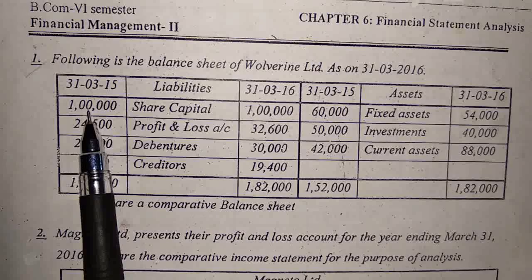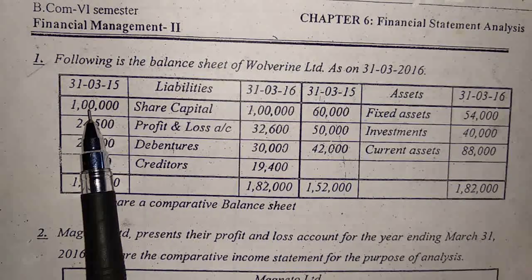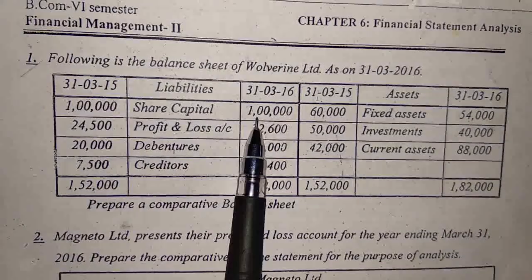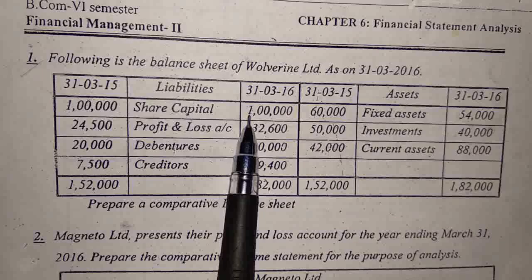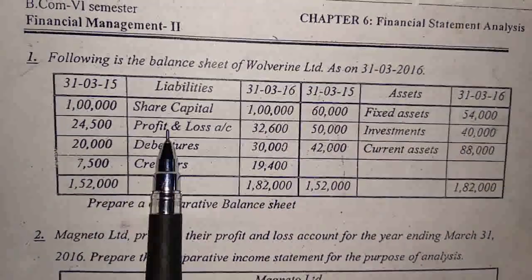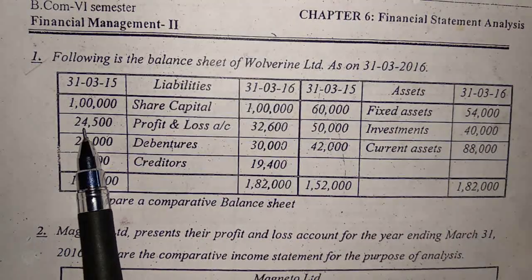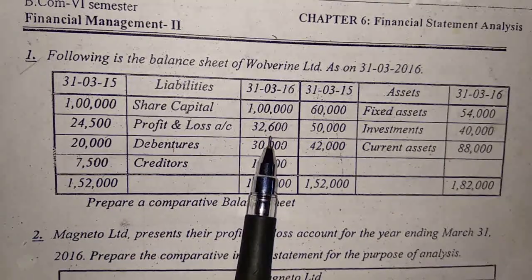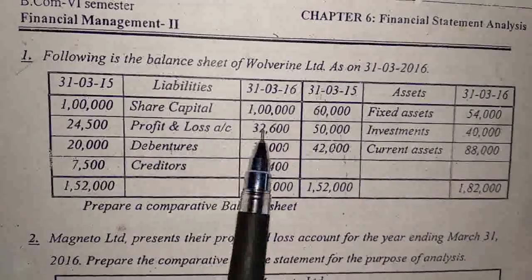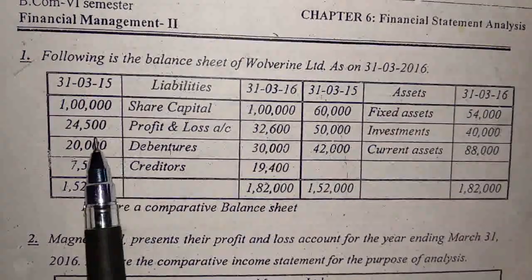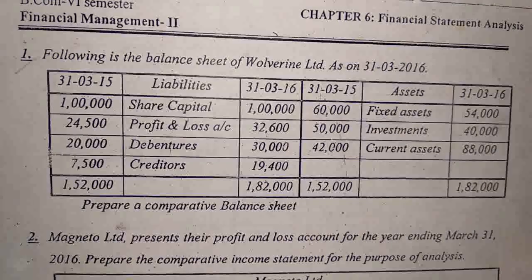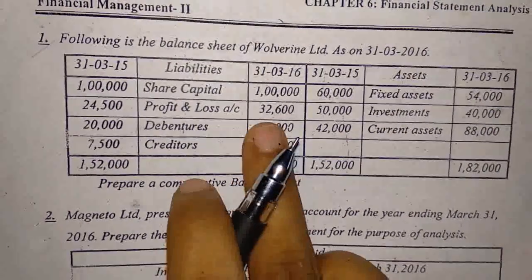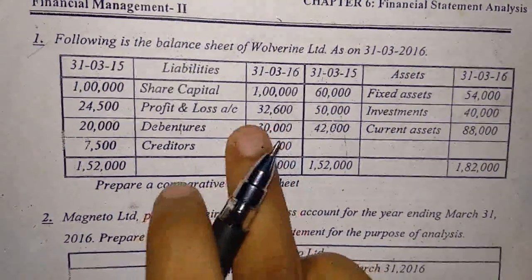In the year 2015, share capital was 1 lakh, and in 2016 also 1 lakh. What is the change? There is no change. Change is in rupees 0 and also in percentage 0. Profit and loss account, in 2015 it was 24,500, but in 2016 it increased to 32,600. So what is the difference in rupees? 32,600 minus 24,500. Change in rupees is 8,100. Similarly, we have to calculate what it is in percentage.